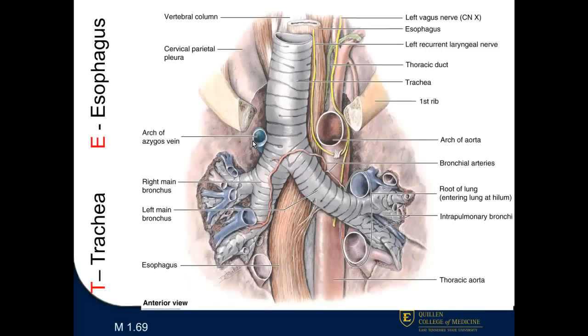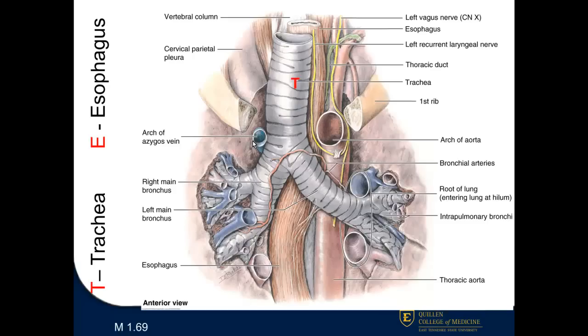Now that we've looked pretty closely at the A, let's look at T and E. This is an anterior view and the heart has been removed, which makes it much easier to see the trachea and the esophagus. You can still see the distal part of the aortic arch, so you can kind of appreciate where the heart was and how the aorta arched anterior to that trachea.